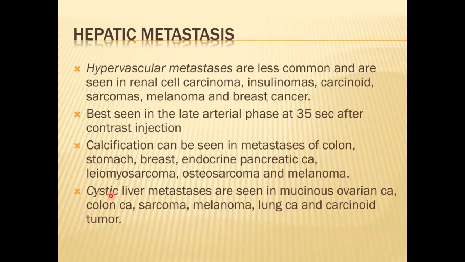As I have already described, some of the metastases show calcifications, and calcification is seen in metastasis of colon, stomach, breast, endocrine pancreatic carcinomas, leiomyosarcoma, osteosarcoma, and melanoma. Cystic liver metastases are seen in mucinous ovarian carcinomas, colon cancers, sarcomas, melanoma, lung cancers, and carcinoid tumors. Thank you.